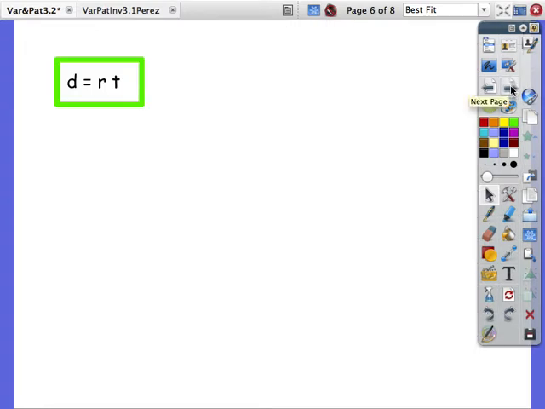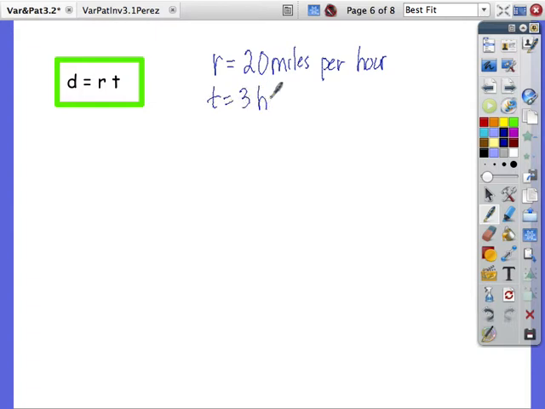Today you're going to use D equals RT to do some calculations. Let's say our rate is 20 miles per hour. And let's say we travel for 3 hours. Here's how you can solve that. Start by writing distance equals RT, rate times time.